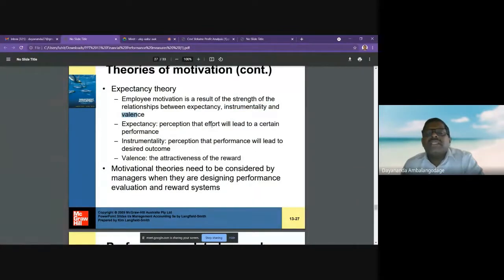Expectancy is the perception that effort will lead to certain performance. When you put certain effort, you will get certain performance. You will get certain outcome. So you know that if you work this way, you can finish the job. That is expectancy. Instrumentality is the perception that performance will lead to desired outcome.